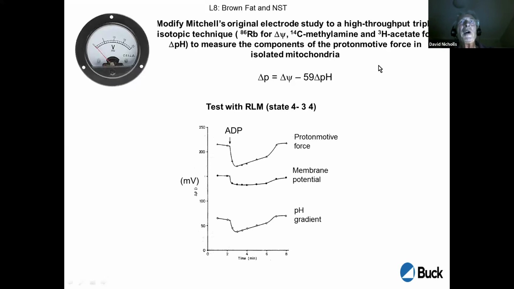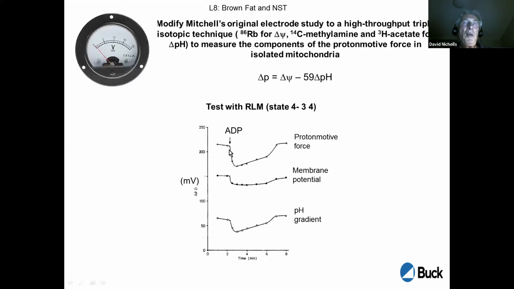So we modified it to an isotopic experiment using rubidium, which behaves like potassium, for the membrane potential in the presence of valinomycin to make the rubidium permeable, and then the distribution of a weak base and a weak acid to give you the pH gradient across the membrane. And when we tried this out with rat liver mitochondria, we got a very nice trace. We had about 220 millivolts in state 4.